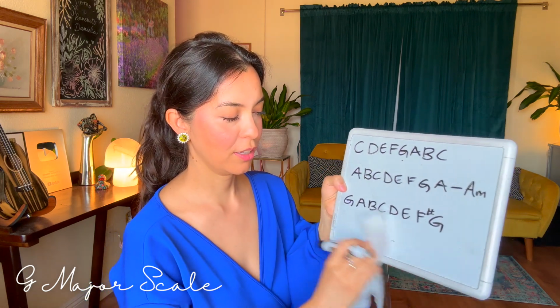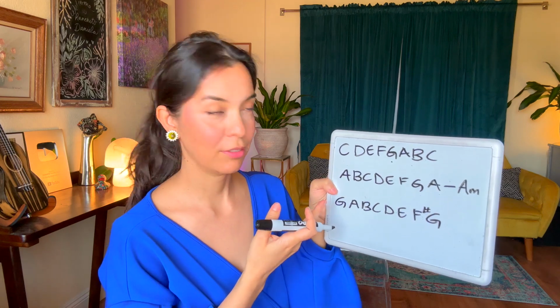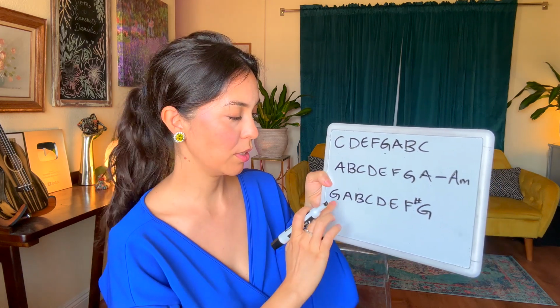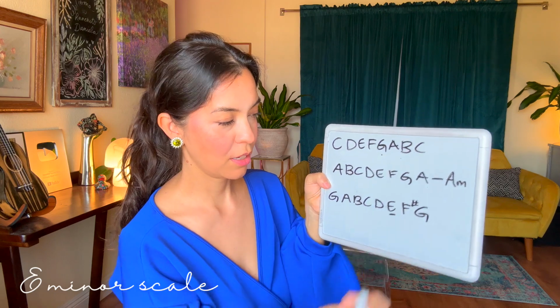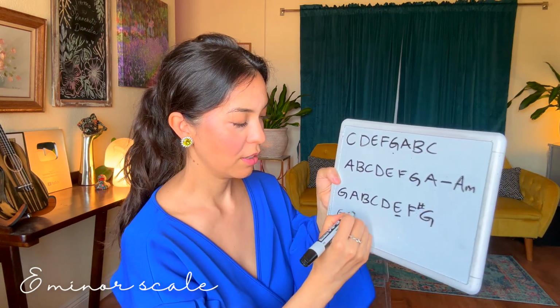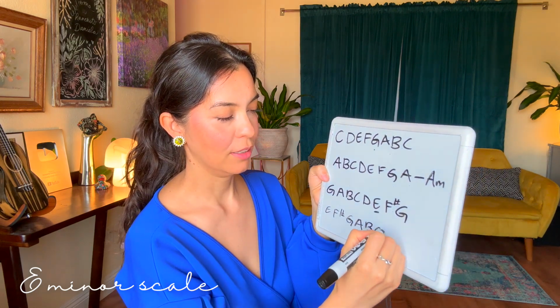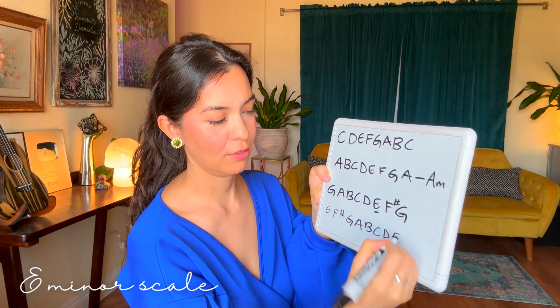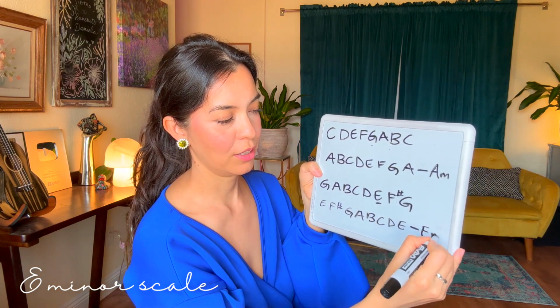Now, how do we find the minor scale that is related to this one? We go to the 6th scale degree. 1, 2, 3, 4, 5, 6. We're going to make the E minor scale, and all we do is copy the notes. E, F sharp, G, A, B, C, D, and we can end on E. I'm going to add a little dash here and put an EM.